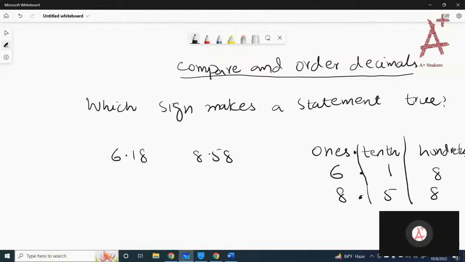You have to now compare the highest place value. So the highest is the ones. So 6 is smaller than 8. Got it? That means 6.18 is less than 8.58. Got it? You can note down the example. I'll wait for a while. Please be quick.